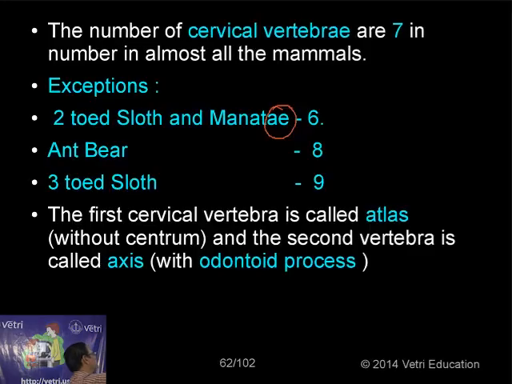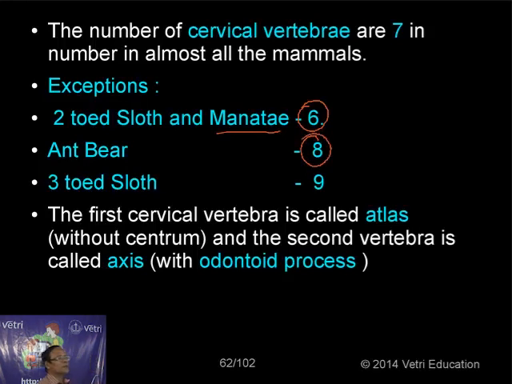In the case of the two-toed sloth, and the manatee, commonly called a sea cow, they have only 6 cervical vertebrae in the neck region. In the case of the ant bear, the number of neck vertebrae is 8. In the case of the three-toed sloth, the number is 9. These are the 3 exceptions. In all other cases, the number of cervical vertebrae is only 7. No change, including camel and giraffe.